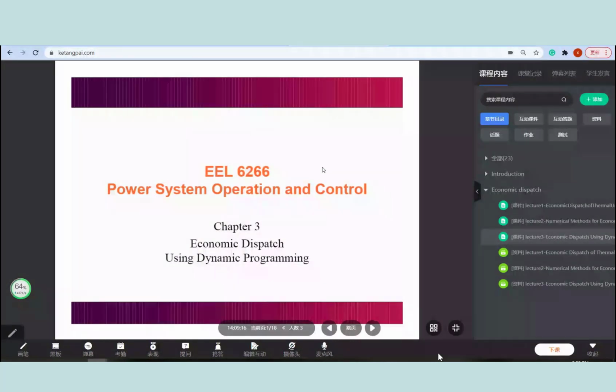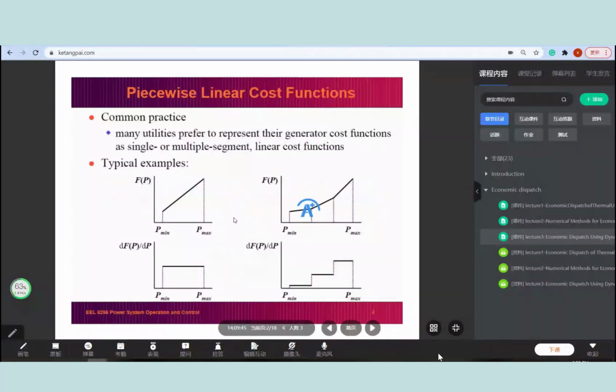So in today's class, we will learn the method called dynamic programming to solve economic dispatch. As I mentioned, the lambda iteration method, gradient-based methods and Newton methods are all based on derivative calculation. However, dynamic programming doesn't rely on derivatives, so it's very useful for some special economic dispatch problems. Let me have a look.